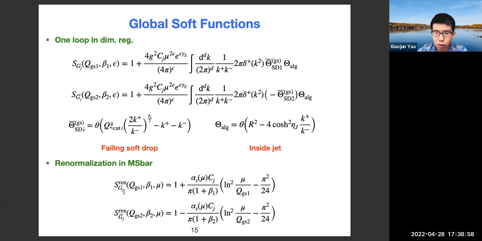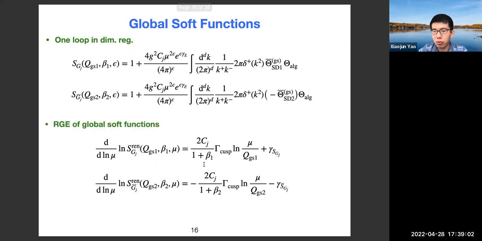And then people have calculated this, and written down the renormalization group equation for these global soft functions in the MS-bar scheme. We get some RG equations, written here. We have the evolution equation with respect to the scale mu, and it depends on some cusp anomalous dimensions and some single logs here. These are non-double-log contributions, but they vanish at one loop.